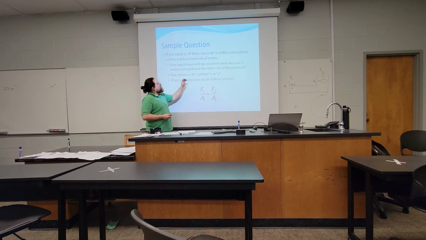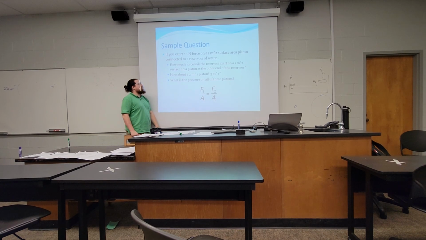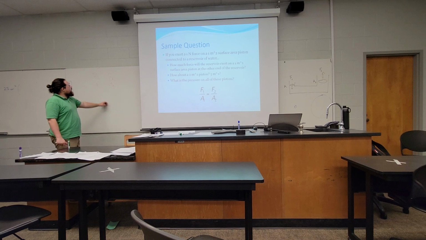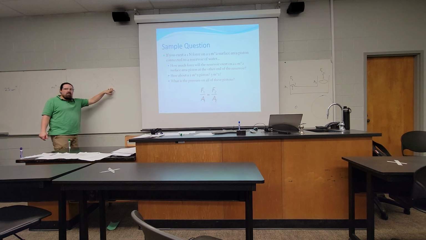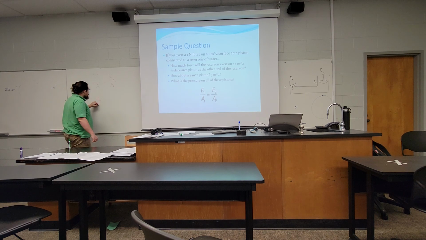Let's say that on piston 1, we exert 1 Newton of force on a 1 meter squared piston. How much force do we get out the other side of the reservoir, out of the other piston, if the second piston's area is also 1 meter squared? 1 Newton. It's not a trick question. If you plug in all ones, you'll get all ones back out.